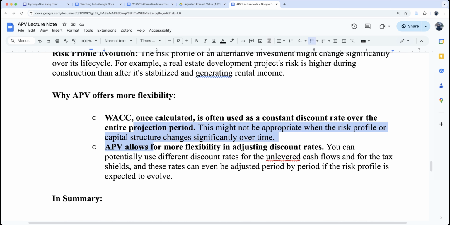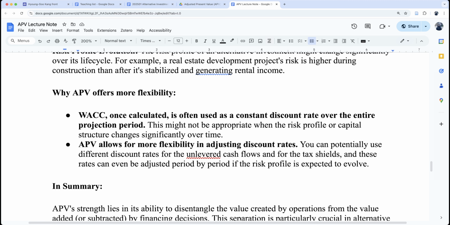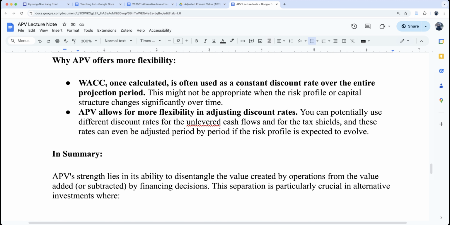Then why is APV better? Because it is more flexible in this case. WACC, once calculated, is often used as a constant discount rate over the entire project period. This might not be appropriate when the risk profile or capital structure changes significantly over time, especially in long-term projects like alternative investment. APV allows more flexibility in adjusting the discount rate. You can potentially use a different discount rate for the unlevered cash flow and for the tax shield, and this rate can even be adjusted period by period if the risk profile is expected to evolve.